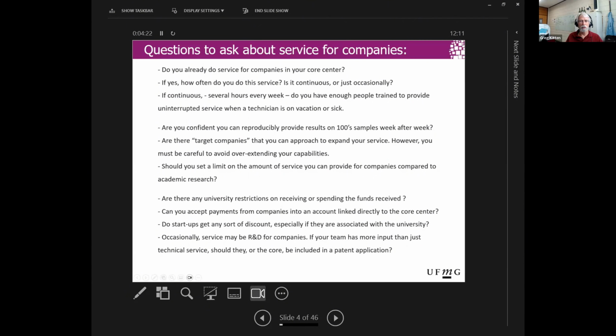Something important also is, are there any restrictions on receiving and spending the funds that you've received? Do those payments come into your account or do they go somewhere else? This was a huge problem. When money goes into accounts at the university that you don't have control of, you'll never see that money. So you have to have lots of discussions and be sure that you can use that money.